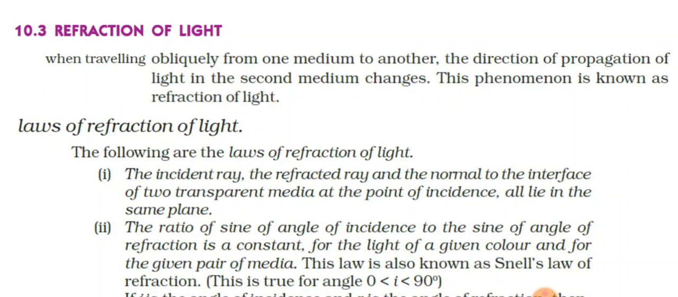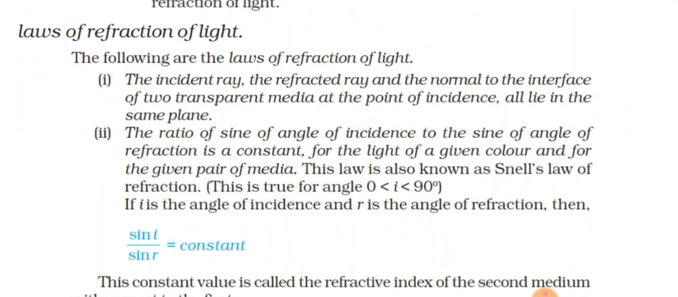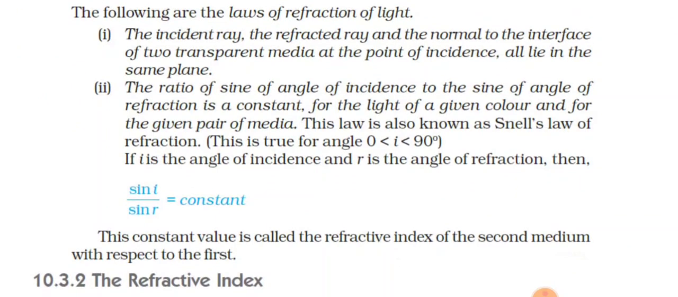Second, the ratio of sine of angle of incidence to the sine of angle of refraction is a constant for the light of a given color and for the given pair of media. This law is known as Snell's law of refraction. This is true for angles between 0 and 90 degrees.